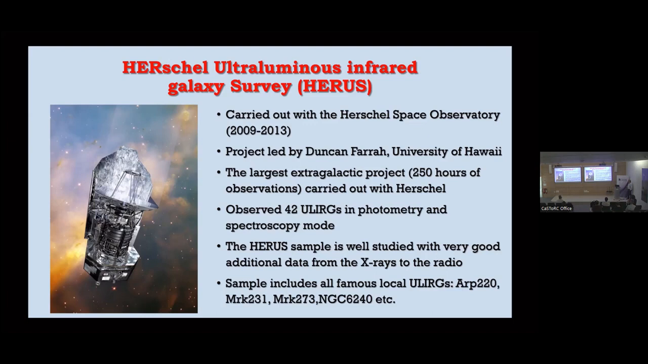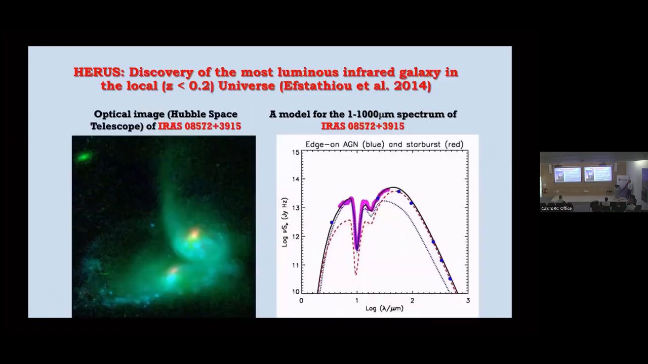This one here is my favorite of these objects. You see on the left, it's a Hubble Space Telescope image. It's a merger of two. It's an early stage. It's not like Arp 220 where the merger is more advanced. Here it's an early stage of the merger of two spiral galaxies.